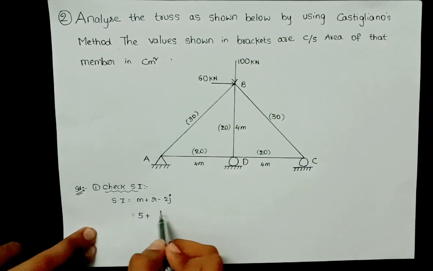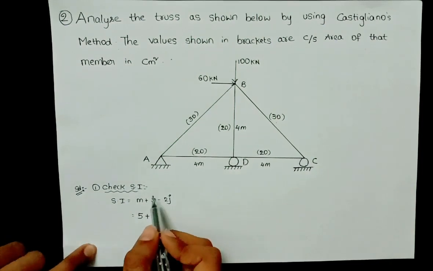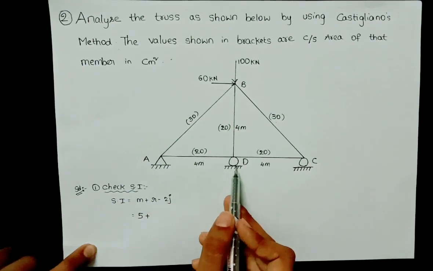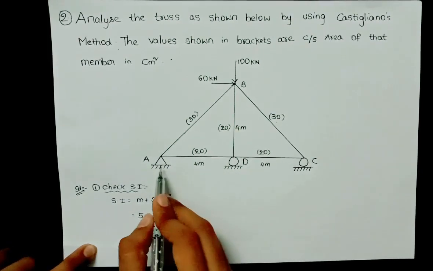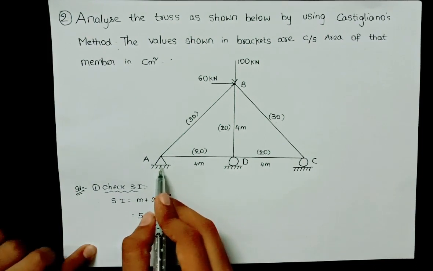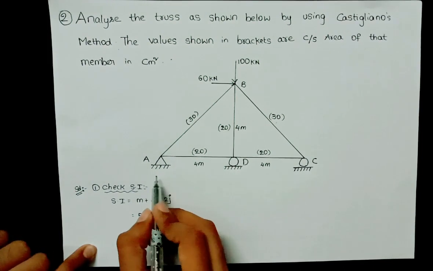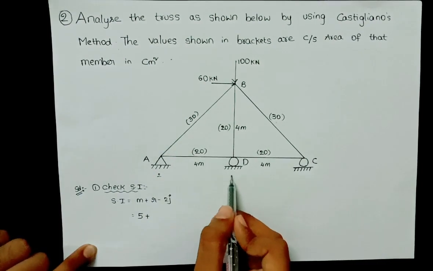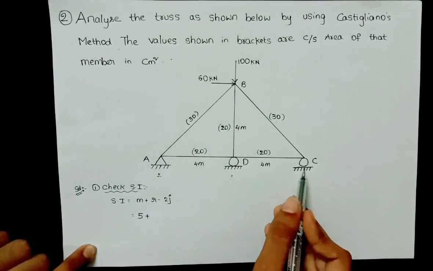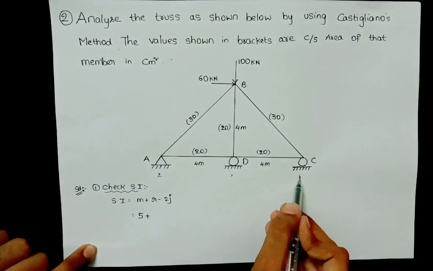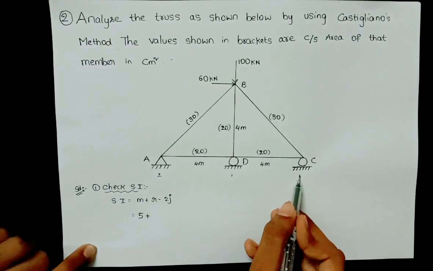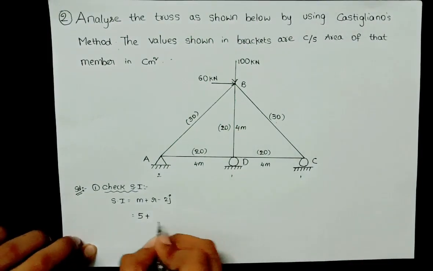Plus R is the number of reactions, so now the number of external reactions. There is a hinged support here, a roller support and another roller support. A hinged support offers one vertical reaction and one horizontal reaction, therefore the total number of reactions is 2. A roller support offers only one vertical reaction, therefore it is 1. And the other roller again offers one reaction. So 2 plus 1 plus 1, that is 4 reactions.